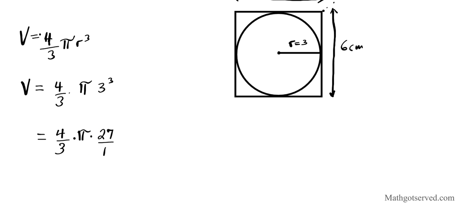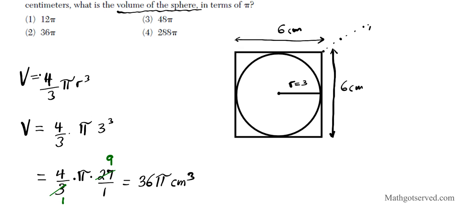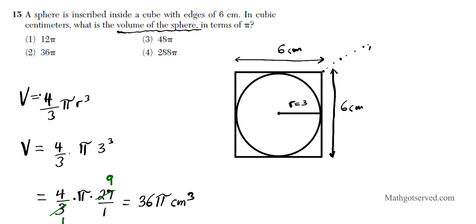All right, now let's cross reduce. We can reduce across or up, down. 3 goes into 3 once, 3 goes into 27 9 times. Multiply across, 4 times 9 times pi is 36 pi. 36 pi cubic centimeters is the volume of our sphere. So the answer to question 15 is option 2.